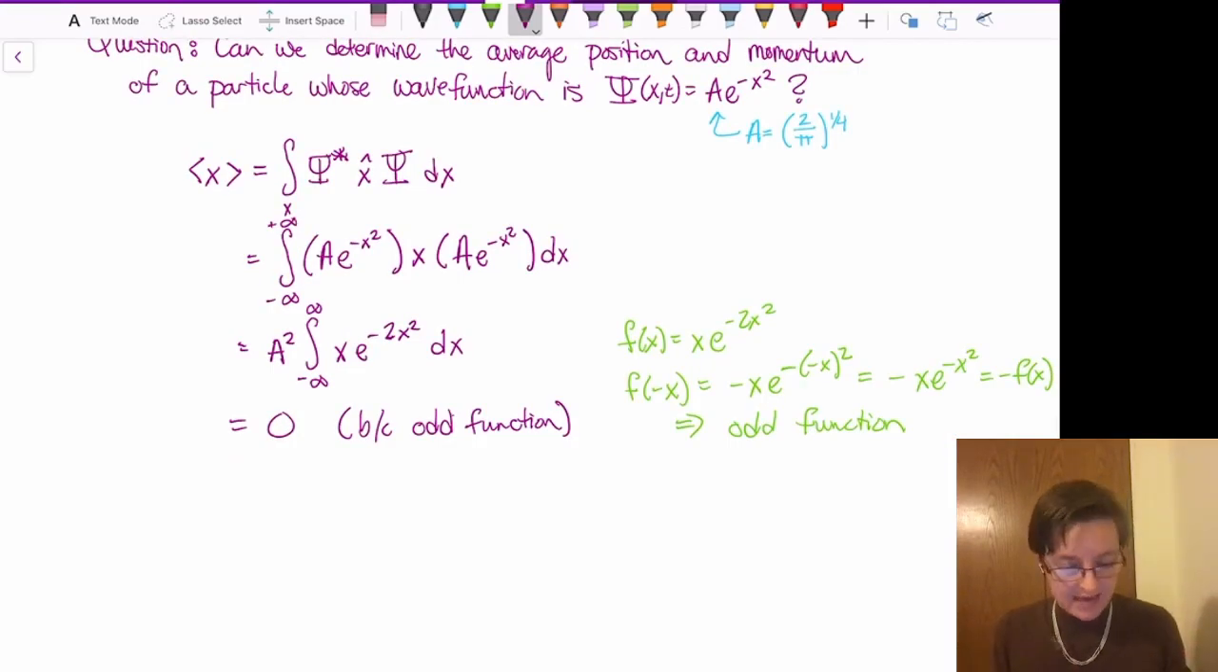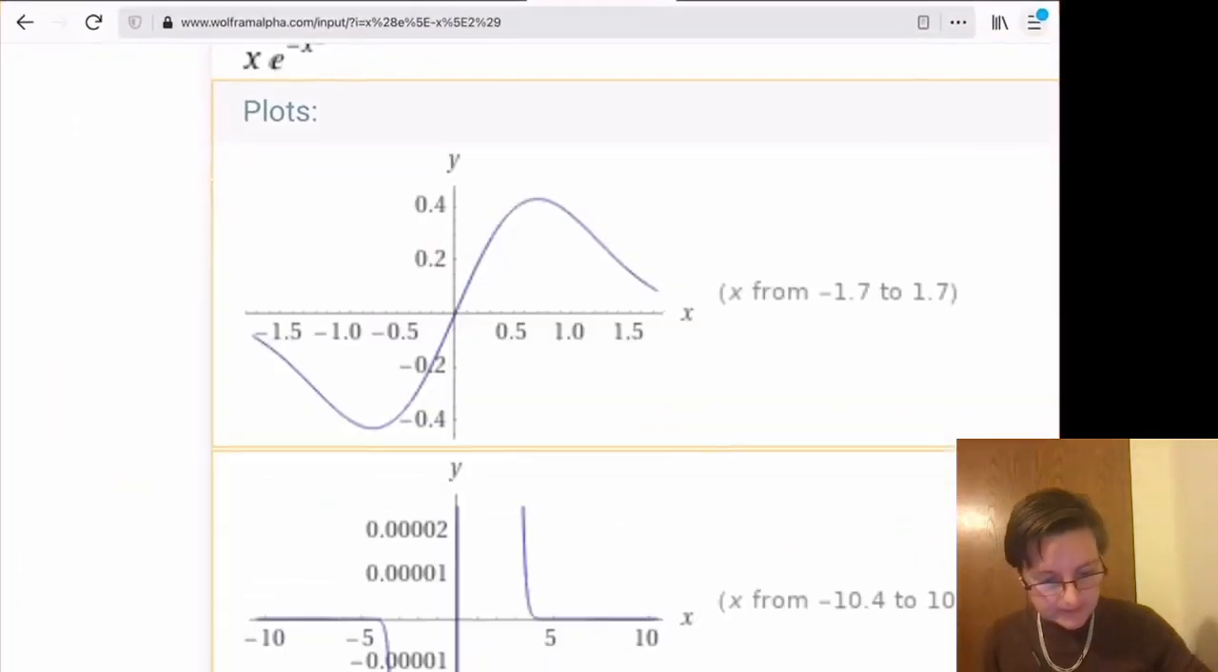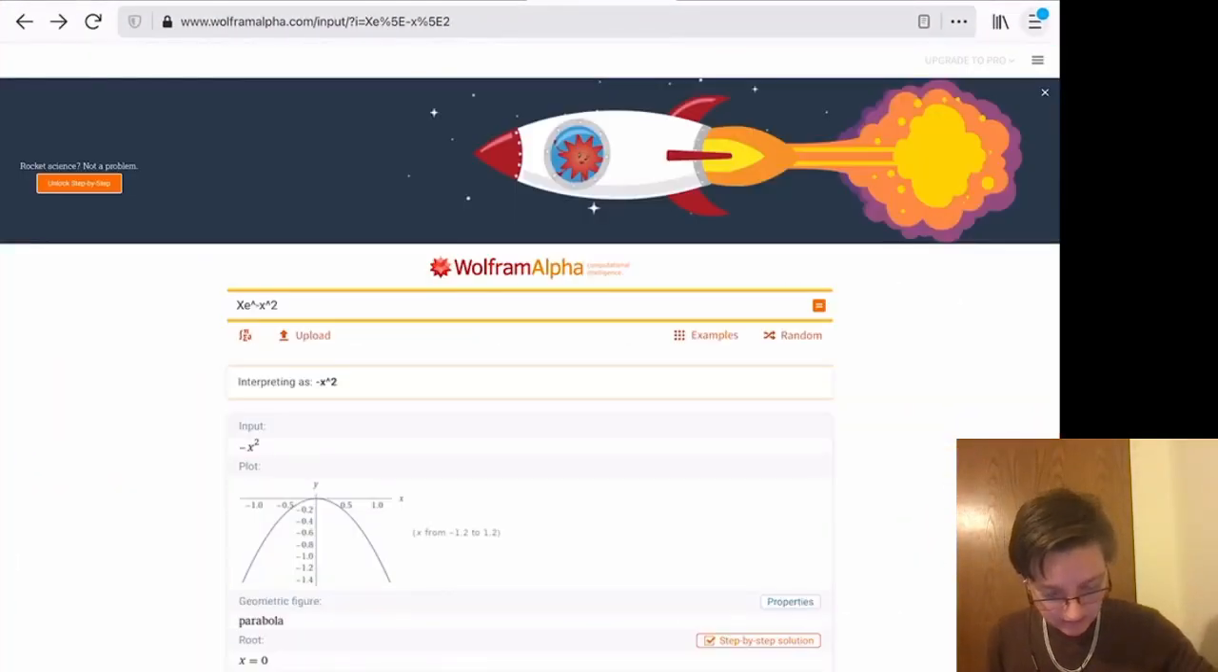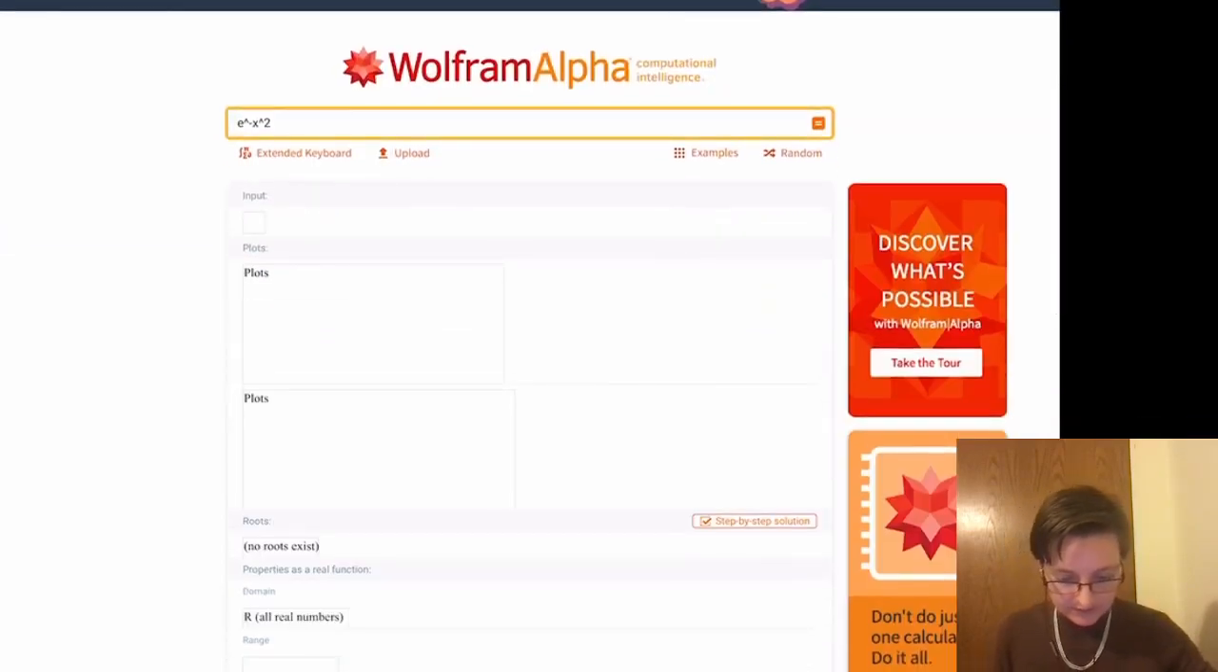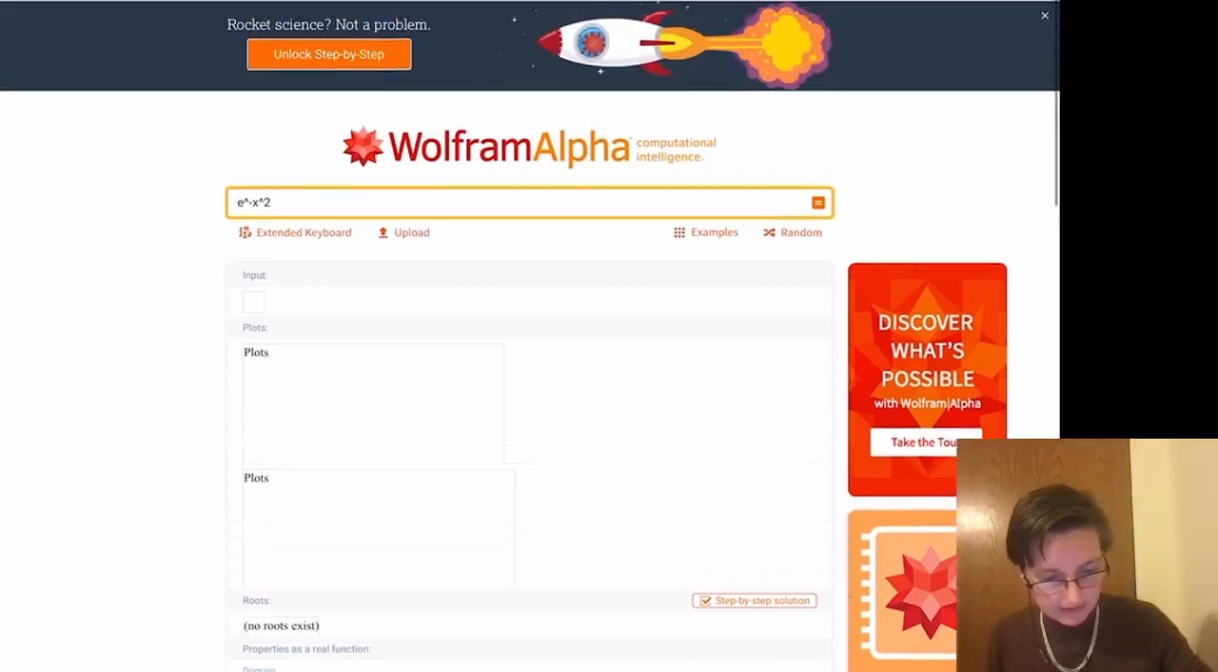We learned that the average position of this particle is 0. And I want us to note briefly that there's a special reason why this happened. The reason is that our function, our wave function, which remember is e to the negative x squared times a constant, that function, our probability, tells us what to expect about the particle.